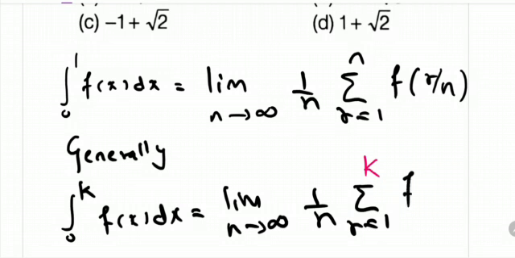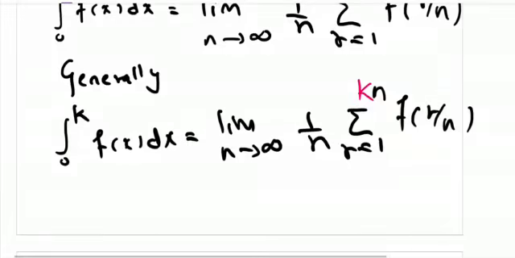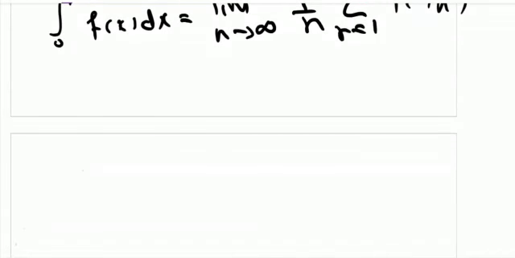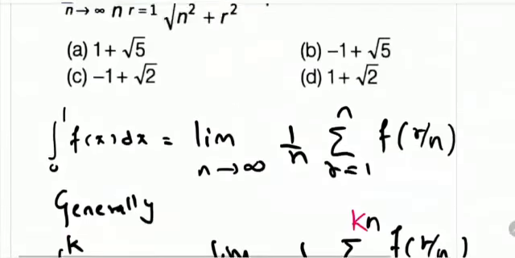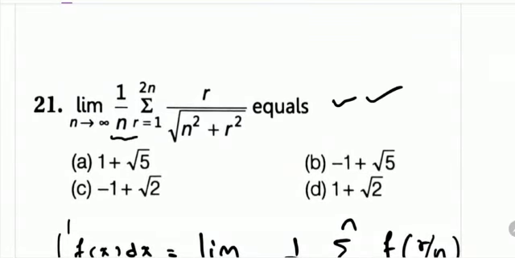Okay, so this is f of r by n. I'll be using this basic concept here, k times n, to solve this question. You just need to remember what to do here. We have our question here, 1 by n. Observe here we have 2 times n.